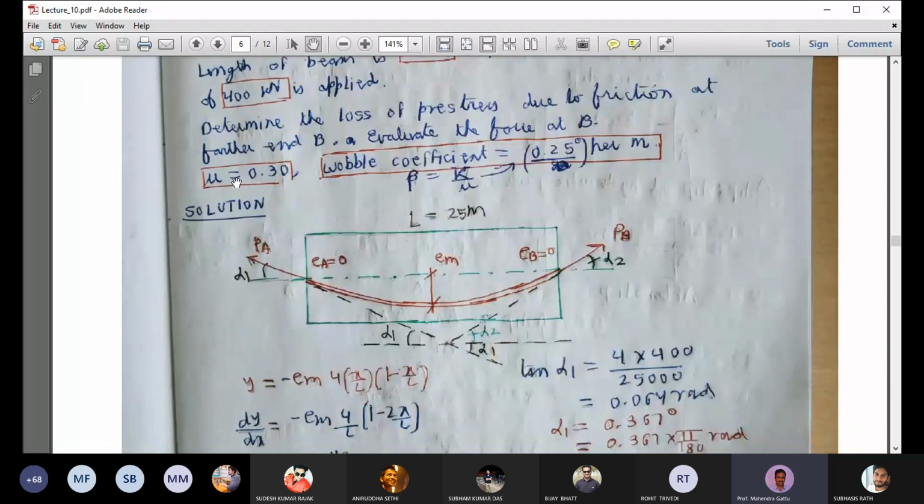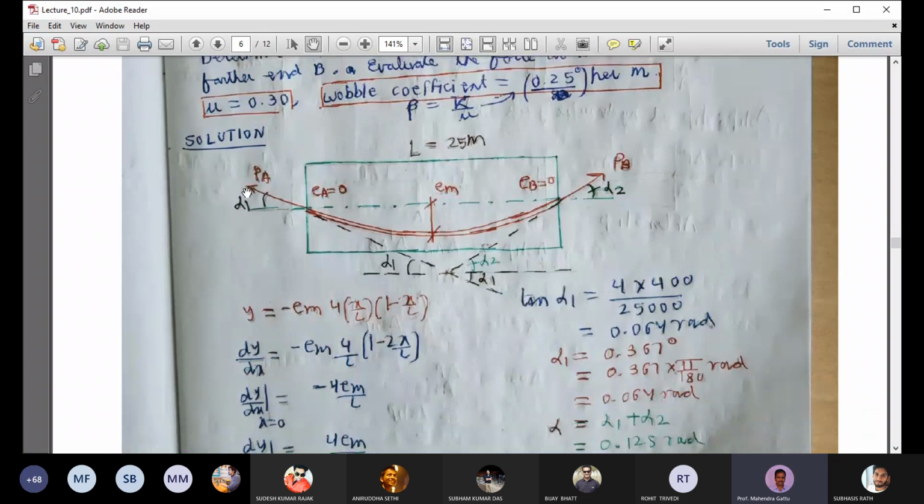What is given? The coefficient of friction is given as 0.30. Wobble coefficient, actually they are given beta, which is 0.25 degree per meter. They have not given K bar, they have given the beta value in this problem. So let's sketch the beam and show all the information which is given.